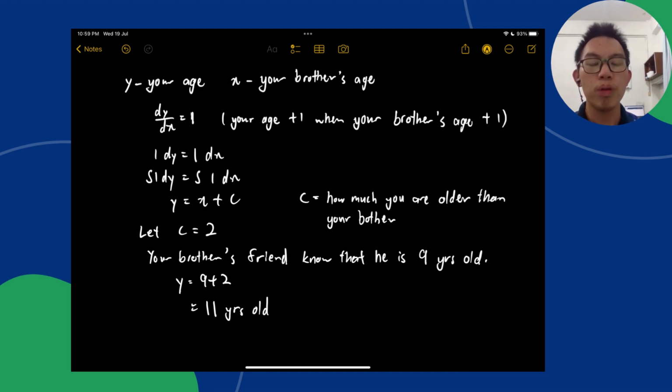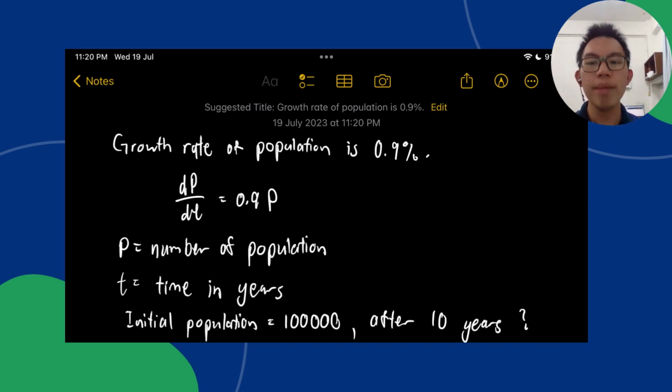So we'll proceed to a better example to explain real life, because this example is pretty simple and ODEs actually can do more than that. So let it be that the growth rate of a population is 0.9%, and dp equals 0.9 times p. This is the differential equation that represents the growth rate.